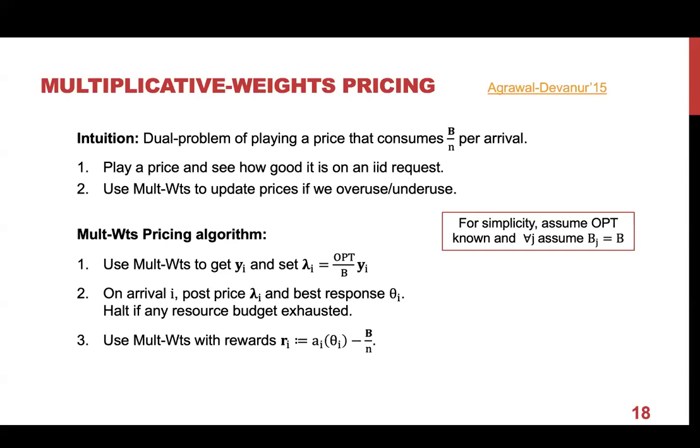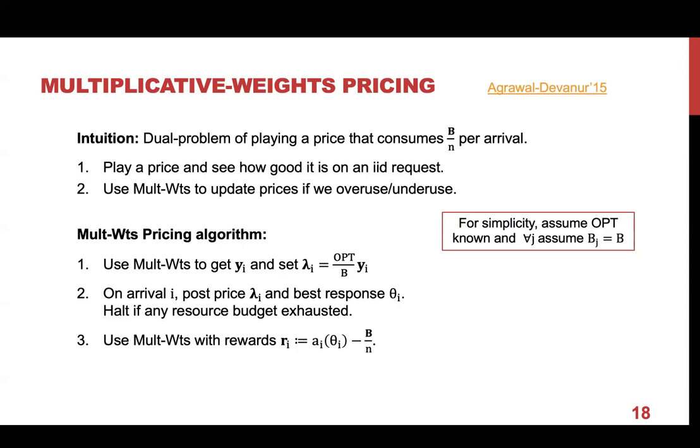Then you play this price and look at the best response for the next i.i.d. request that comes. In case any resource gets exhausted, I'm just going to stop my algorithm. Otherwise, I'm going to use multiplicative weights to update the prices. And what's the reward? It's how much resource I consumed on the jth request: a_i(theta_i) of the jth coordinate minus b_j over n. The most important thing is that this feedback is the resource you consume minus b over n.